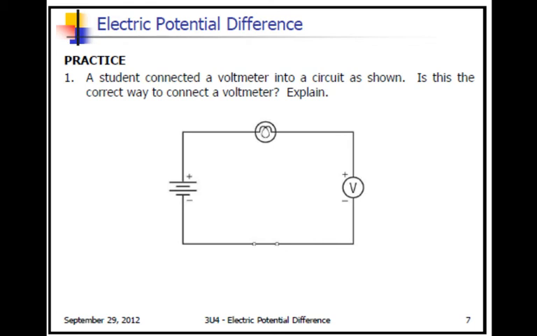Here's a student who connected their voltmeter incorrectly. They're trying to connect it in series. Because the voltmeter has a very high resistance, we probably wouldn't even have electric flow in this case, unless we have a very high voltage battery. We won't have any electric flow.